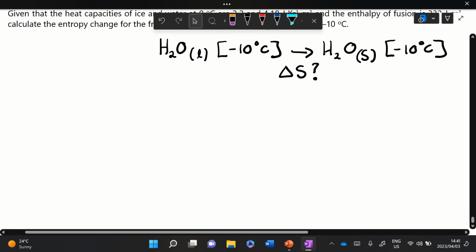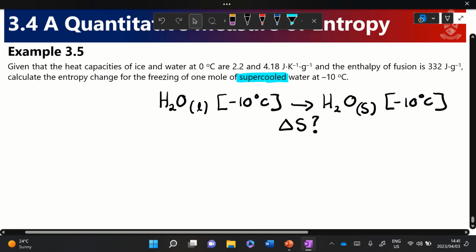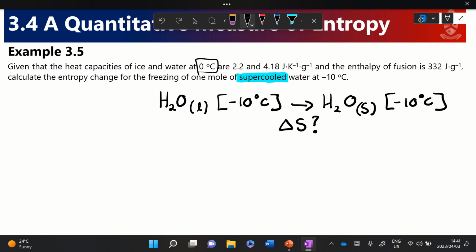But we're given the heat capacities at 0 degrees Celsius, not at minus 10 degrees Celsius. So that's a bit of an issue. And also the enthalpy of fusion will also be at 0 degrees Celsius. So how can we work around that?